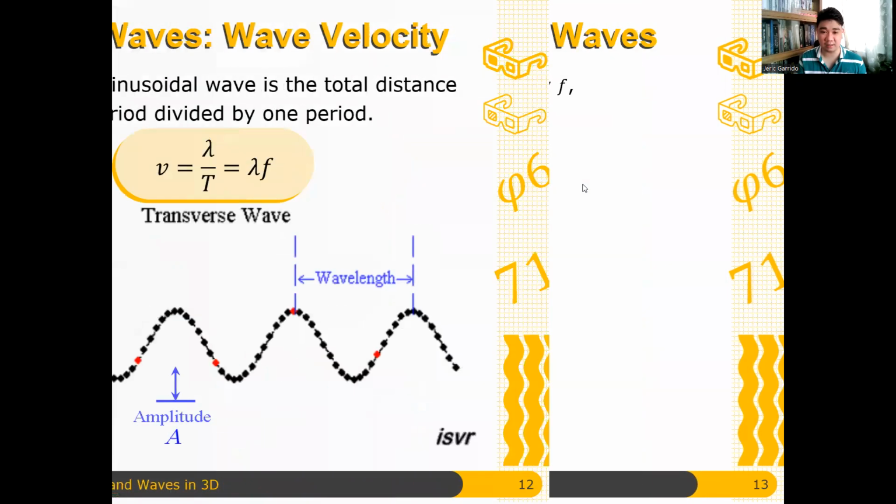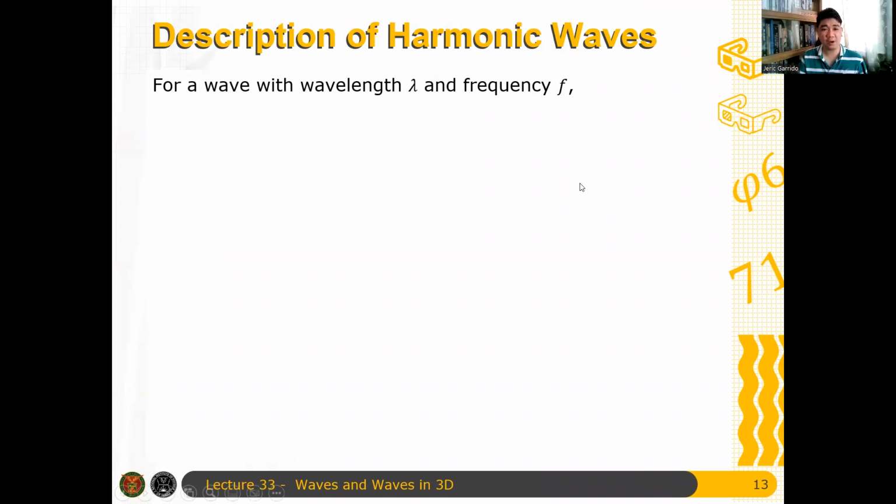Sige, let's proceed. So, for a wave with wavelength lambda and frequency f, we can calculate other quantities. Kasi kung naalala nyo, di ba, sa periodic motion, ang daming pinapahanap: angular frequency, amplitude, minsan energy pinapahanap. Ganun din sa waves. You can also determine or have some description on these waves.